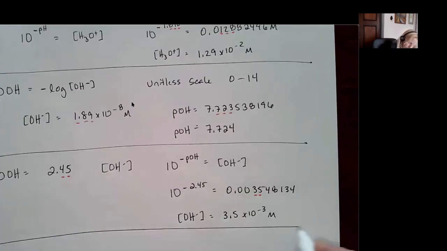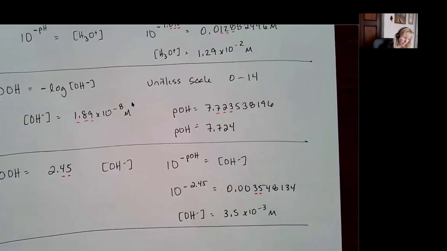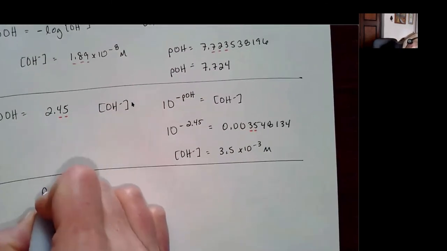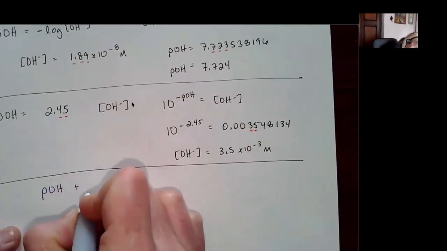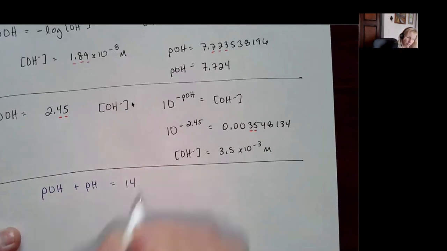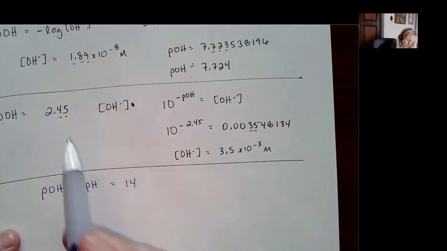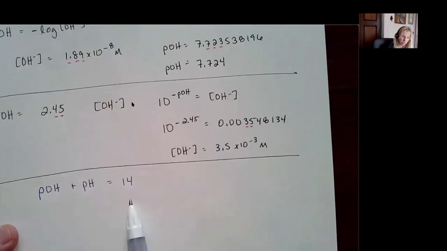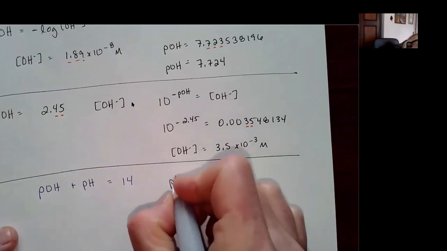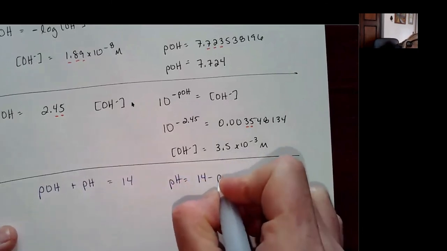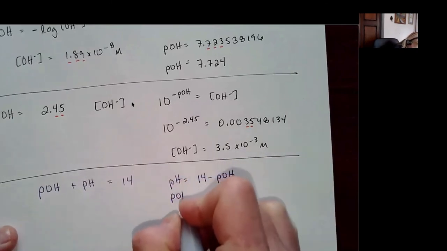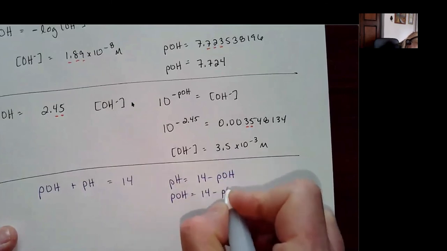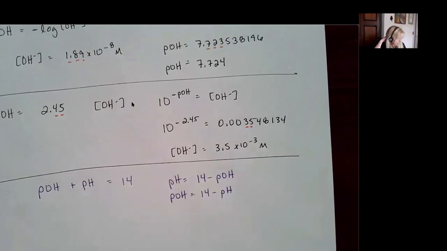Now, the nice relationship that you might want to keep in the back of your mind is if you take pOH and add it to pH, you're going to get 14. So if I have my pOH and I want to know what my pH is, I don't have to go through trying to do this calculation. I can just subtract from 14. So pH equals 14 minus pOH, and pOH equals 14 minus pH. That's a handy little conversion to have.